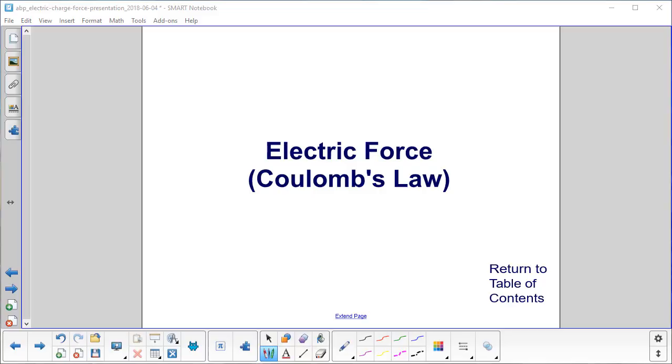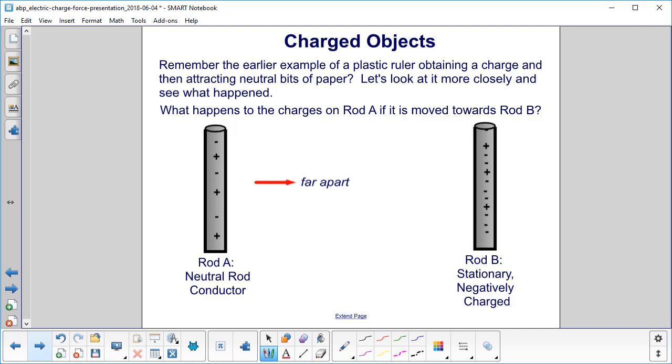Electric force, Coulomb's law. Remember earlier on where we had a plastic ruler and we rubbed it with some fur and it obtained a charge and then it attracted neutral bits of paper. Let's look at it more closely and see what happened.